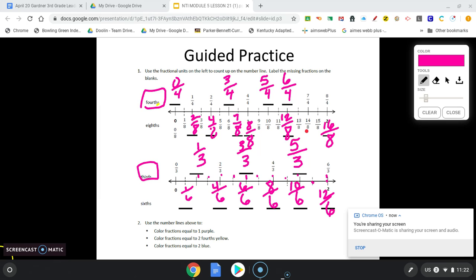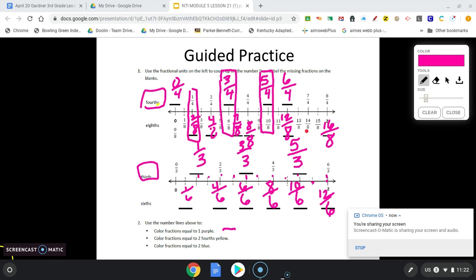Now, if I look at this, I can find some fractions that are equivalent. 1/4 is equivalent to 2/8. 3/4 is equivalent to 6/8. 5/4 is equivalent to 10/8. So you can find lots of fractions that are equivalent.